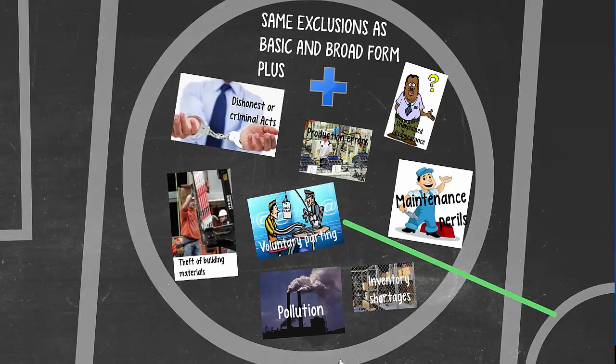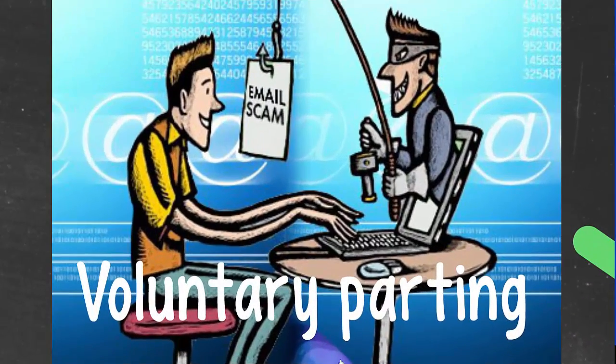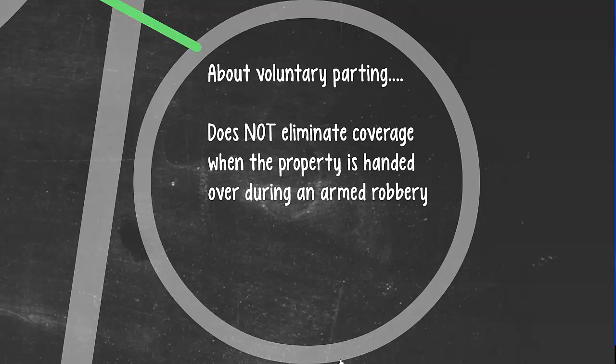Let me talk a little bit more about voluntary parting and what that means. Voluntary parting is when an employee of the insured gives away or parts with property, usually because of a scam or fraud or trick. However, it does not eliminate coverage when the property is handed over during an armed robbery. It also does not eliminate coverage if the property is handed over when the employee is distracted with, say, a feigned illness or some kind of flirtation, and an accomplice steals the property while that employee is distracted. In other words, the exclusion doesn't apply unless the employee voluntarily parts with the property.